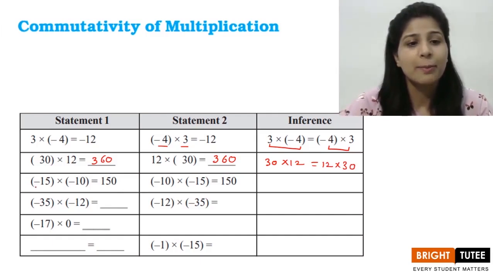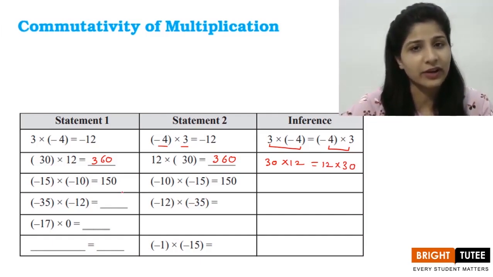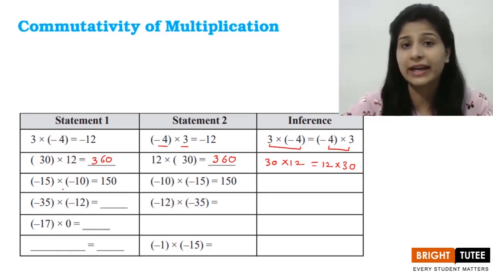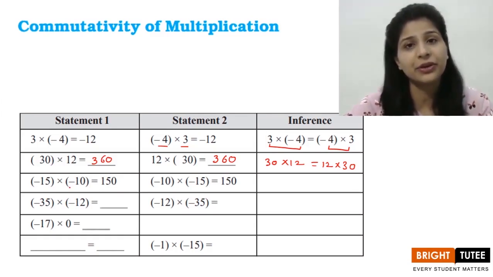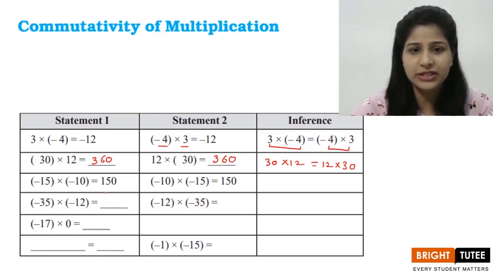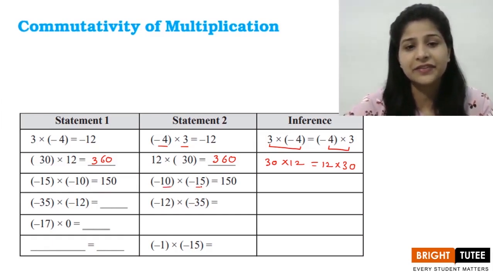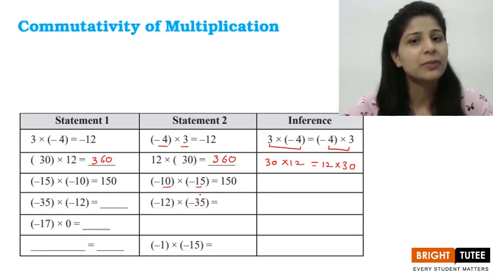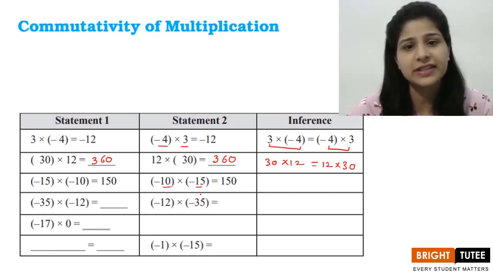The next one, minus 15 and minus 10. So 15 and 10 when you multiply, you get 150. Now comes the thing for sign. Which sign to place, negative or positive? We see here both of them are negative. Negative sign is coming an even number of times, so the answer is going to be positive. Similarly, 10 and 15 multiplied together gives us 150, and the answer is going to be positive as we have discussed in our previous lecture.